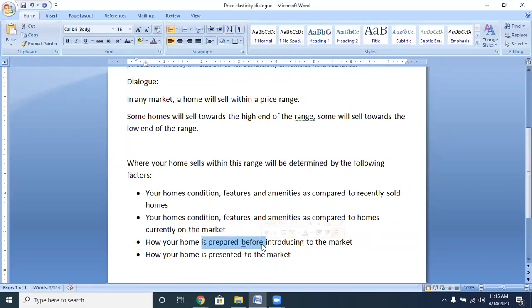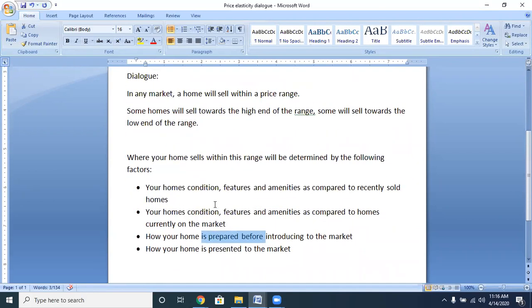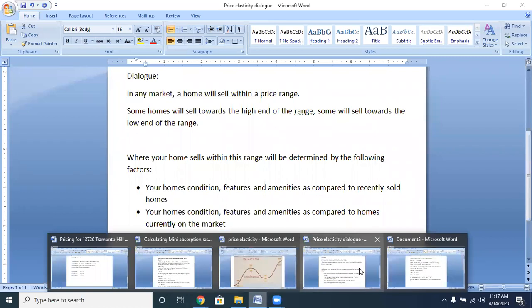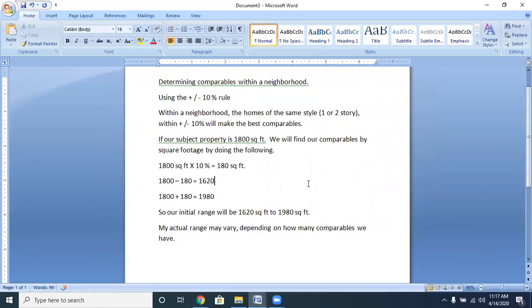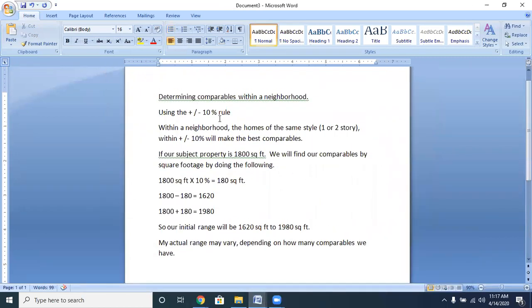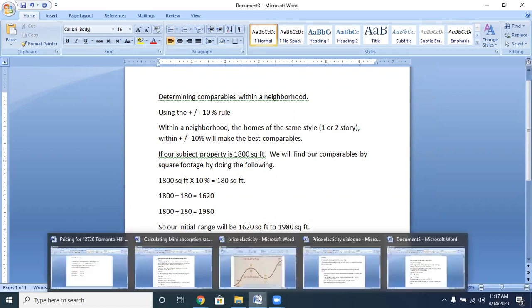Okay. So how do we determine which properties we're going to use? Well, the main thing that we're going to use is square footage to determine what are the comparables that we're going to be comparing to, right? So I kind of changed the way that I present this a little bit. And I like the plus or minus 10% rule. We've used, there's houses sell in the high part of the range, the mid part of the range, and the low part of the range. And that is still true.